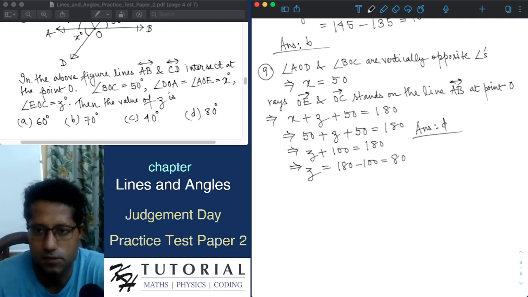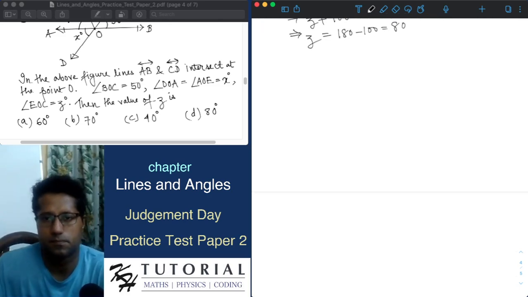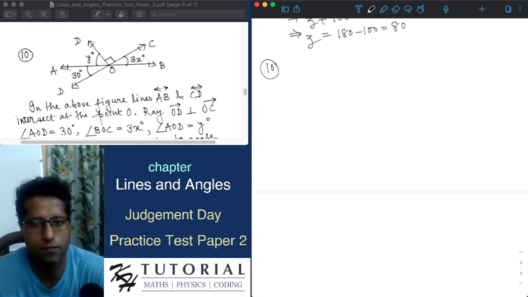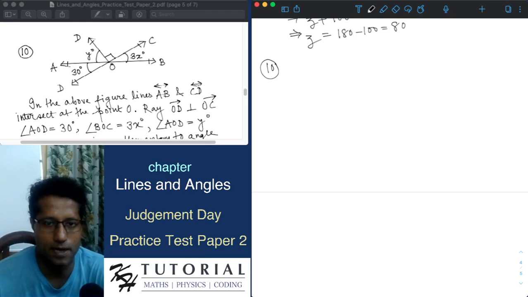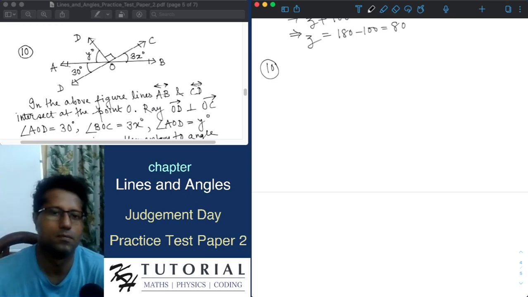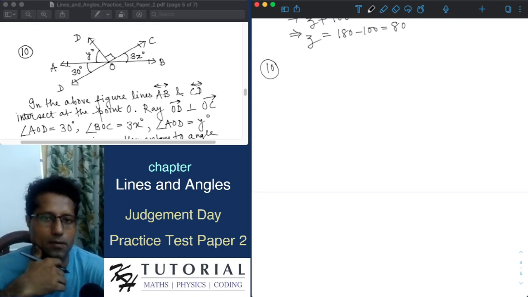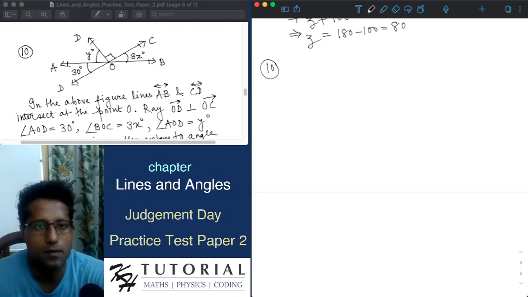Okay. Let's do question number 10. Question number 10 also has a figure. It says in the above figure, lines AB and CD intersect at the point O. Ray OD is perpendicular to ray OC. Angle AOD is y degree, angle AOD is 30 degree, angle BOC is 3x degree.